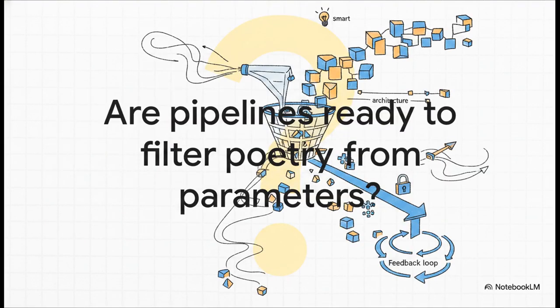Well, we've covered a lot of ground today, and I want to leave you with this final thought to chew on. As natural language increasingly becomes our primary querying tool, are your data pipelines truly ready to filter the poetry from the parameters? By combining constrained decoding, strict Pydantic schemas, and smart self-correcting feedback loops, you can absolutely ensure your architecture is resilient enough to handle whatever these models throw at it.